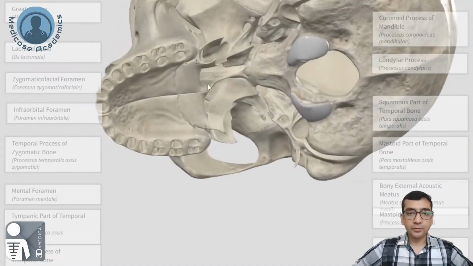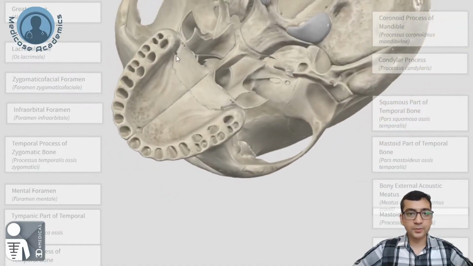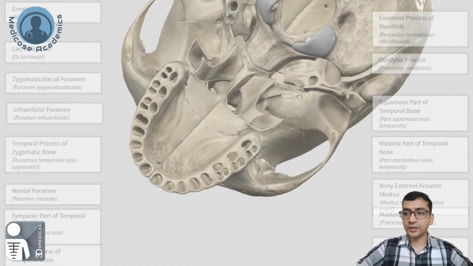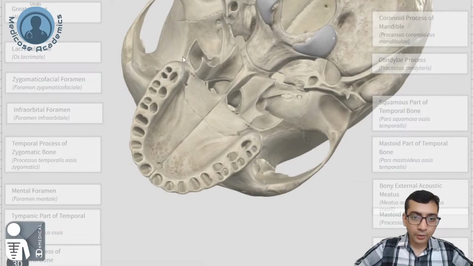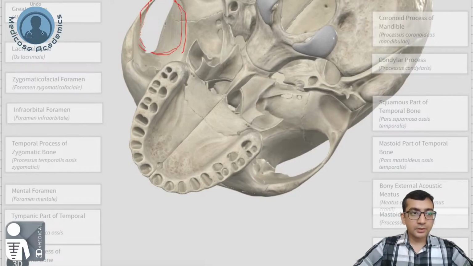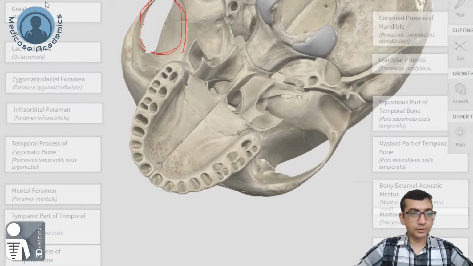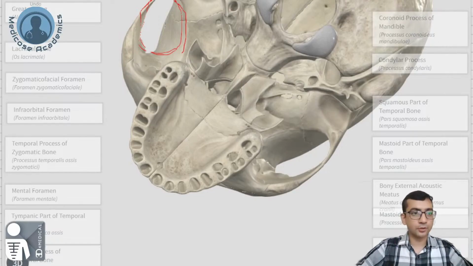It will come here. So this is about the inferior margin. So this space, this is the inferior end of the temporal fossa, this area. So let's move back to the presentation.